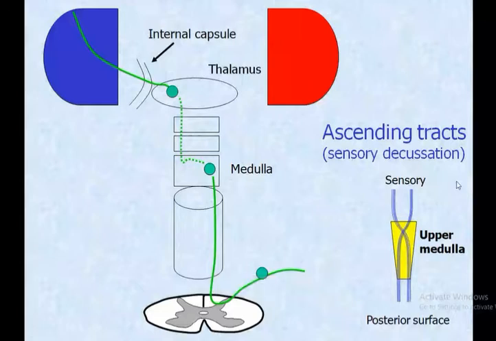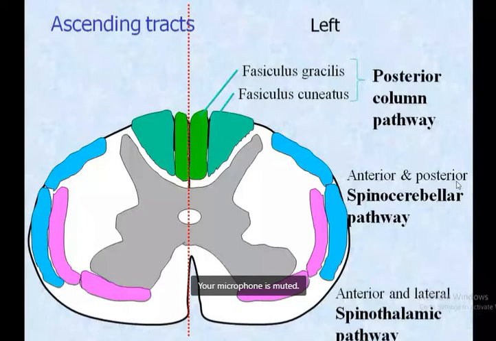Now we'll go for the ascending tracts, and these are broadly divided into three pathway systems. One is the posterior column pathway, which is present within the posterior white column. Then the anterior and posterior spinocerebellar pathways, which are present within the ventrolateral part of the white column, and the spinothalamic pathway, which is present within the anterior and lateral part of the white column. The posterior column pathway is mainly responsible for carrying proprioceptive sensation, while the spinocerebellar pathway carries reflex proprioceptive sensation, and the spinothalamic pathway carries exteroceptive sensation. Okay, so we'll be dealing with these individually.